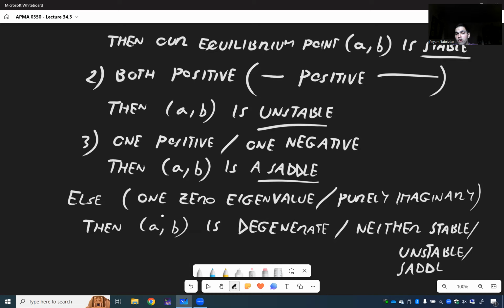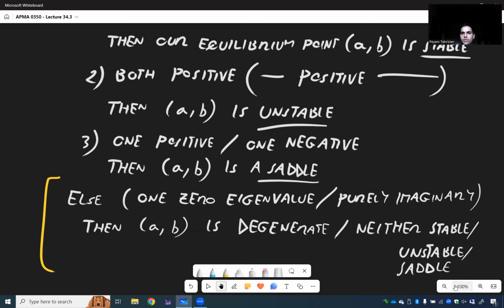Just be careful though of this last one, because I'll loosely use it. On the exam, you would get full credit by saying degenerate, but sometimes based on the context, I will still call it stable or unstable, but this we'll see.